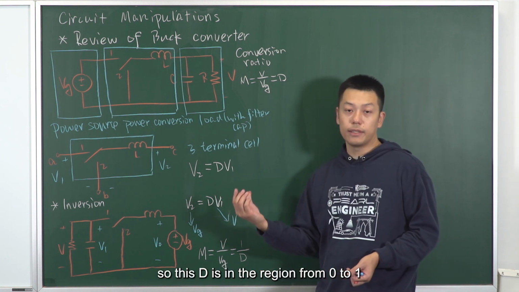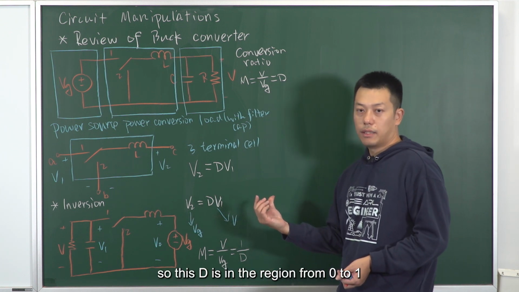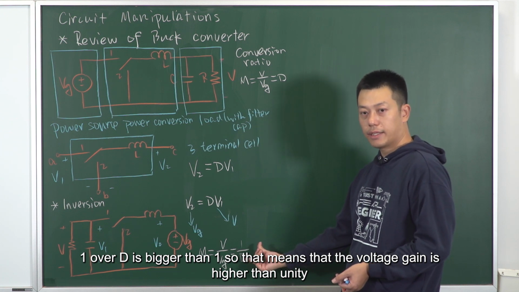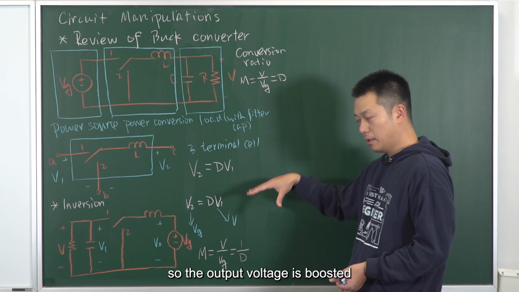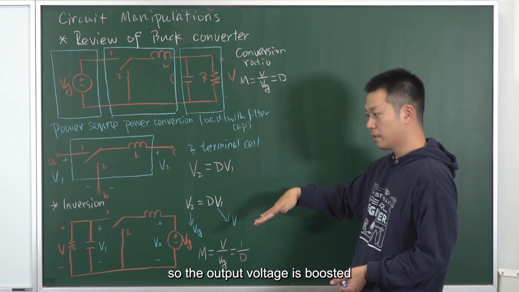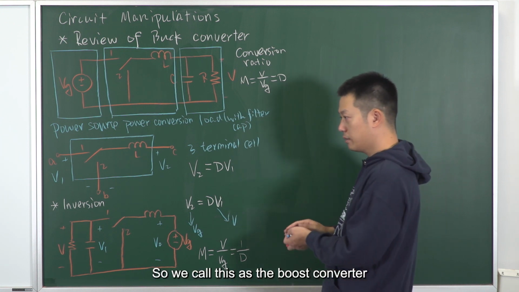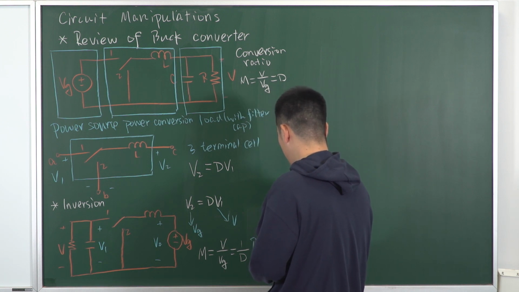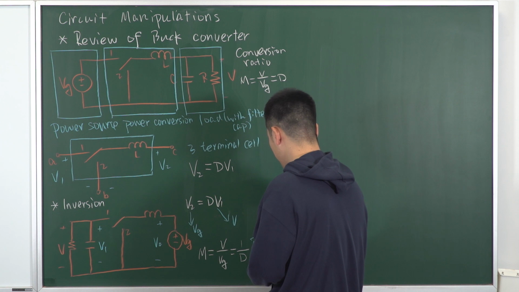Since D is in the region from 0 to 1, 1 over D is bigger than 1. That means the voltage gain is higher than unity, so the output voltage is boosted. So we call this the boost converter.